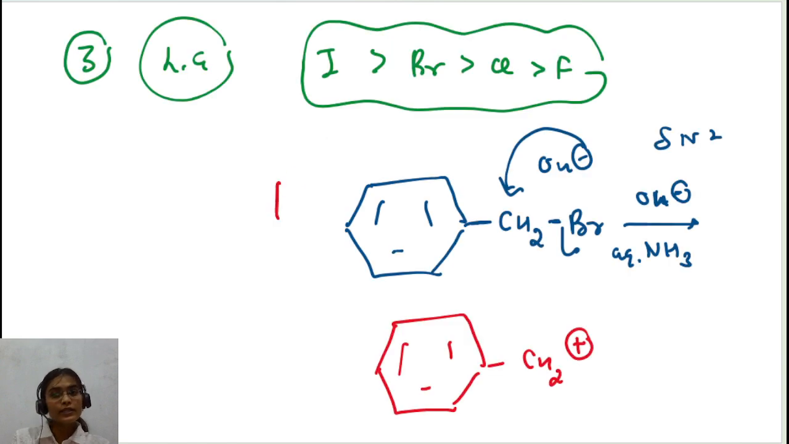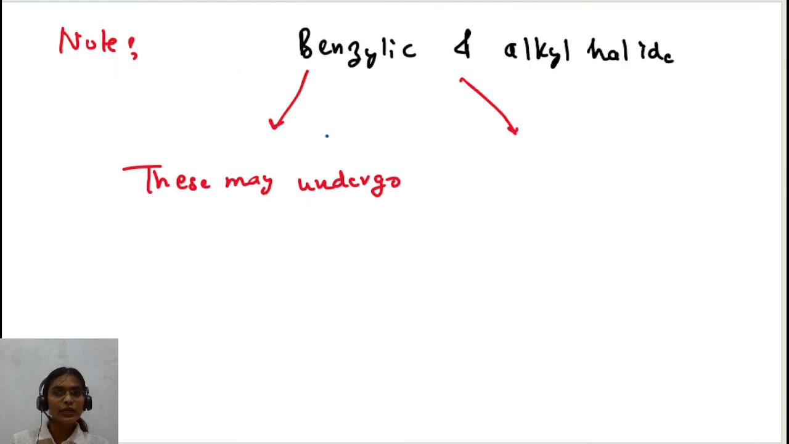We compare condition number one and condition number two. This is the only case where both possibilities can be there. Why? Because the positive charge is also stable, and even the crowdedness is not that much there. So that's the meaning here, that these may undergo both kinds of mechanism.